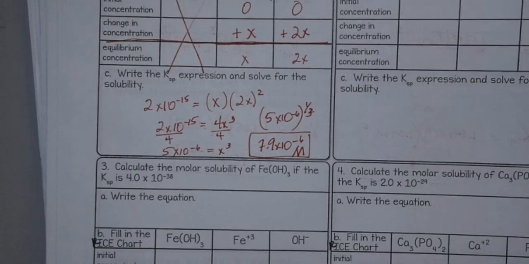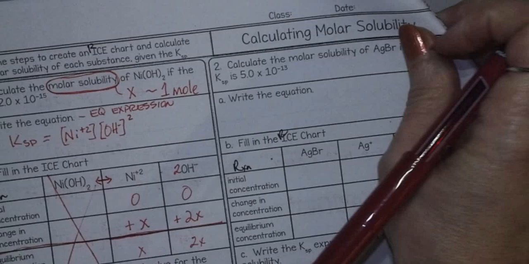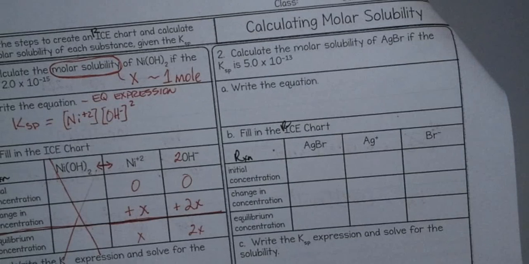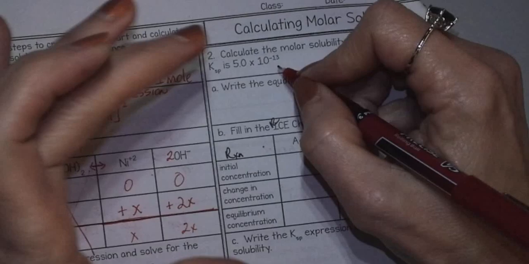Okay, so next one. Calculate the molar solubility of silver bromide if the KSP is 5 times 10 to the negative 13. Notice, if it's totally soluble, if the K is greater than 1, we don't usually mess with that stuff. It's mostly soluble. You know stuff's going to be dissolved in there. You know the water's going to be contaminated. Everything's going to be in there, right?